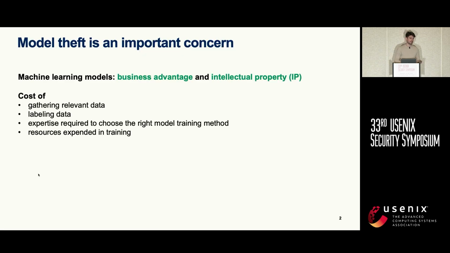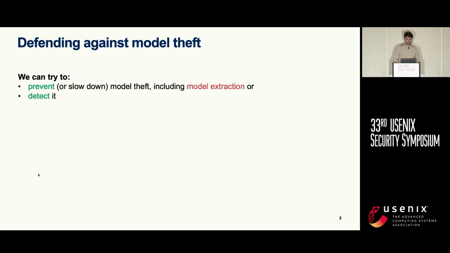As we all know, after being at USENIX for 3 days, machine learning models constitute business advantage and valuable intellectual property. And usually we associate them with the cost of gathering relevant data, training, labeling, and all the necessary expertise. However, if you have an adversary who steals the model, they can avoid these model creation costs, assuming that the cost of executing the attack is significantly lower than the cost of training the model from scratch.